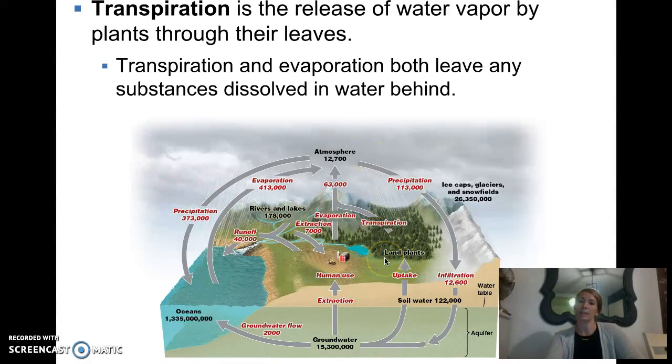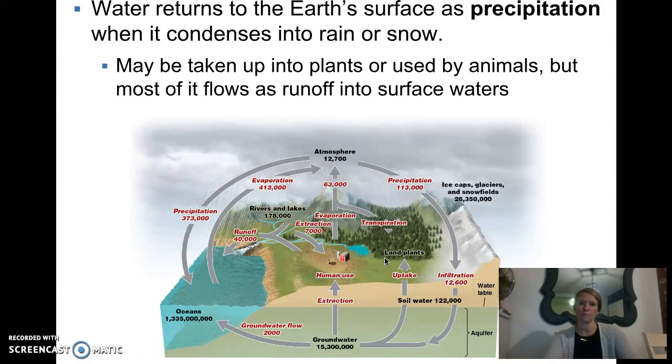Transpiration is when plants breathe, basically. So it's the release of water vapor by plants through their leaves. So plants also perform cellular respiration. So when they are releasing that water from cellular respiration, that's called transpiration. And transpiration and evaporation both leave any substances dissolved in the water behind. So the water that's coming out is fresh water. So any toxins that are in soil that plants take up through their roots, they do not lose when they evaporate water through transpiration. Instead, it's stored in the plants and then can be eaten by the other things in the ecosystem. So that's how water gets to the atmosphere from evaporation and transpiration.